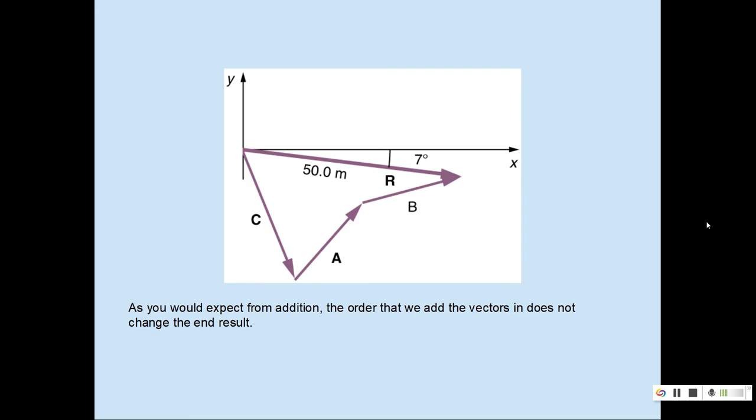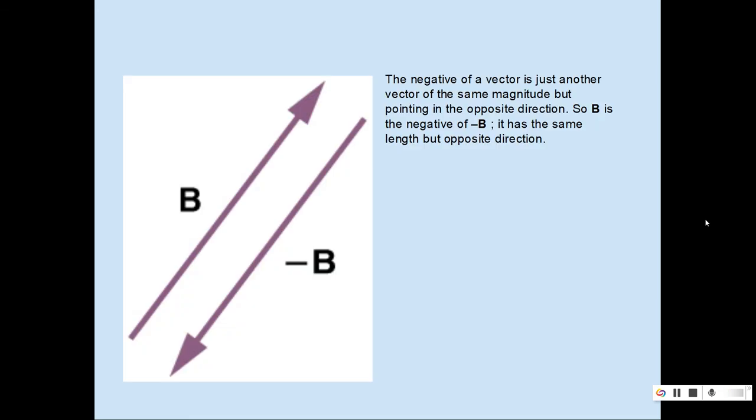So the good news about adding vectors together is the order that you add them in doesn't actually matter, which is good for us. It makes it nice and simple. This works just like the addition of scalars that you're used to. If you add 3 plus 5, it's the same as 5 plus 3. In this case, adding A plus B plus C is the same as adding C plus A plus B. You take a different path maybe, but the overall resultant vector, the spot that you end up at as you draw these vectors tip to tail, is the exact same spot. We still have this 50-meter long resultant vector at an angle of 7 degrees below the x-axis.